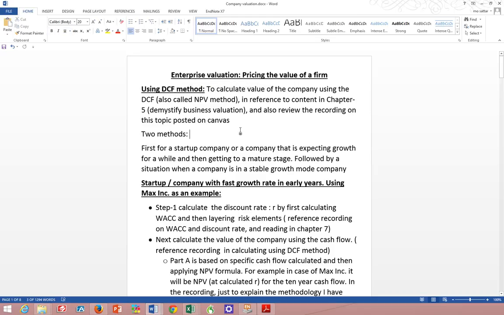To calculate the discounted cash flow method, we're using the DCF, also called the net present value. As I mentioned before, and as you probably know, the net present value basically means the same thing as discounting cash flow, because the present value is you discounting the future cash flow to the present value. In order to do that, you have to discount it, which means you are dividing it by 1 plus the discount rate. Again, this is all in reference to chapter 5, business valuation, and also the recording that I have done before.